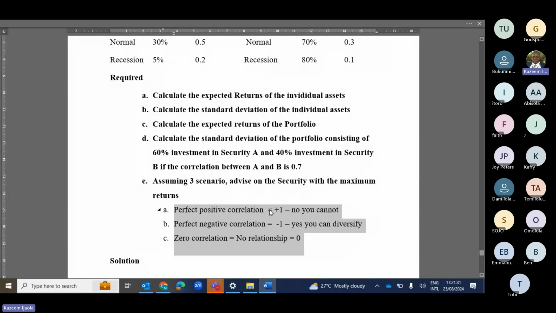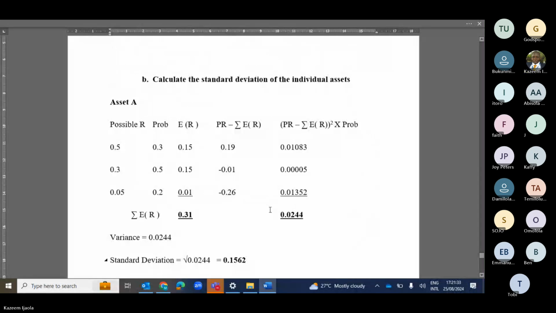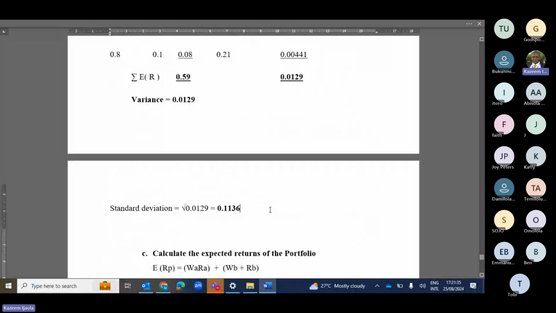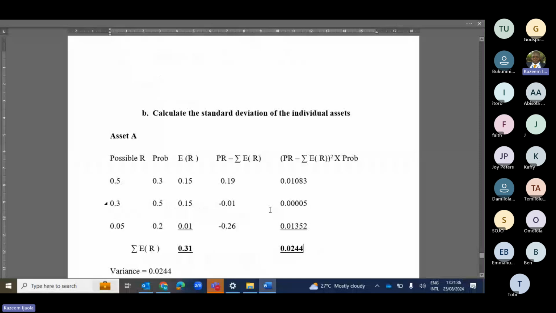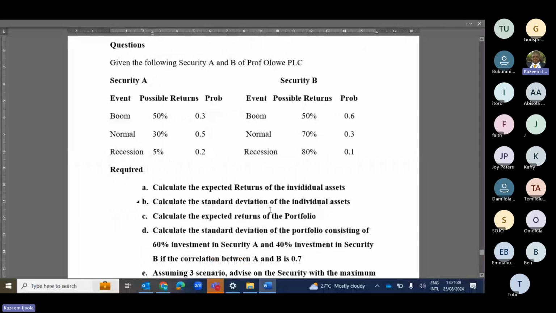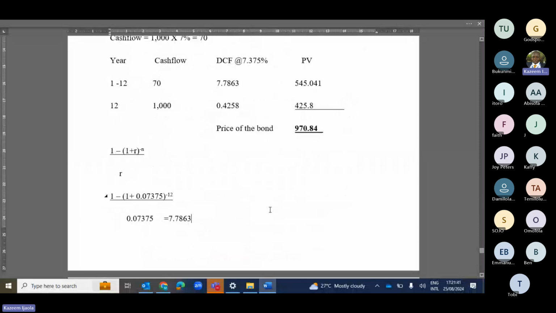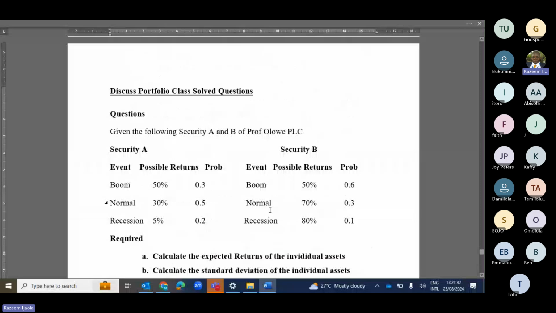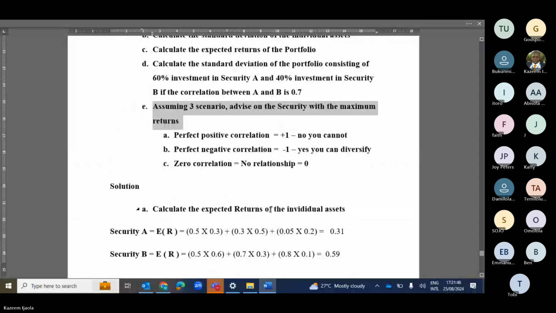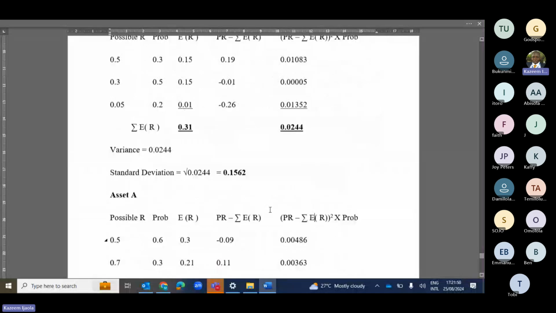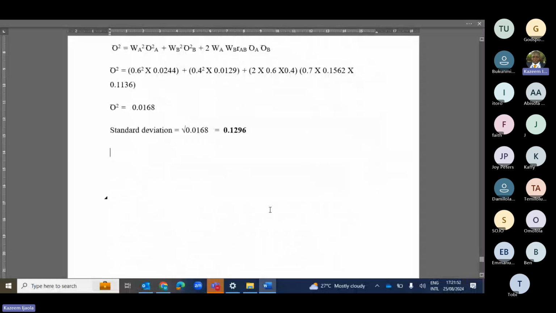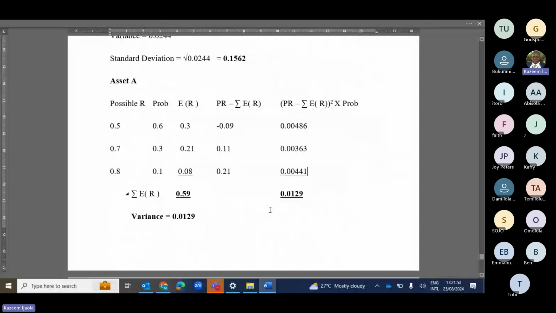We want to take part E now. Time is running anyway, but we can take this class to 6:30, because when I'm done with this, I want to take that past question before we close up. So assuming these three scenarios, this is the E part.